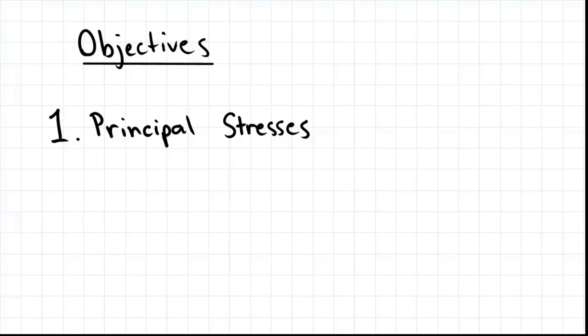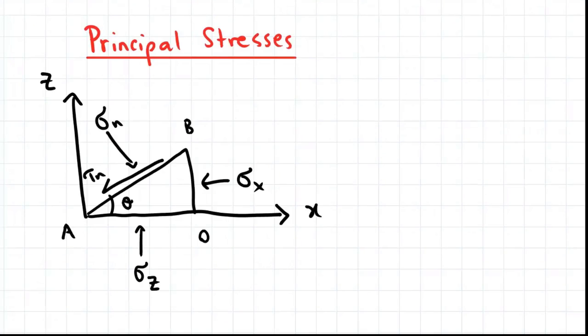Hey guys, the objective of today's video is to talk about principal stress, as well as to apply the concepts we learnt in the previous video to the Mohr circle. So let's say we have a similar element to the one in the previous video, except this time there are no shear stresses on the horizontal and vertical faces. By definition, these are then the principal planes, and sigma x and sigma z are our principal stresses.